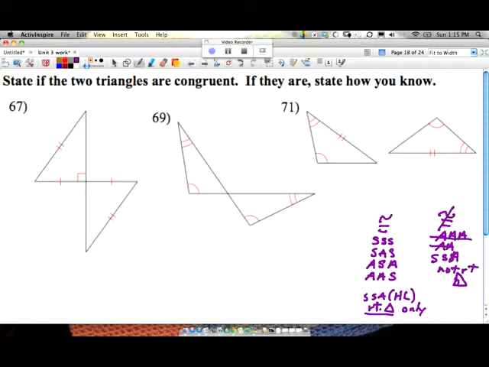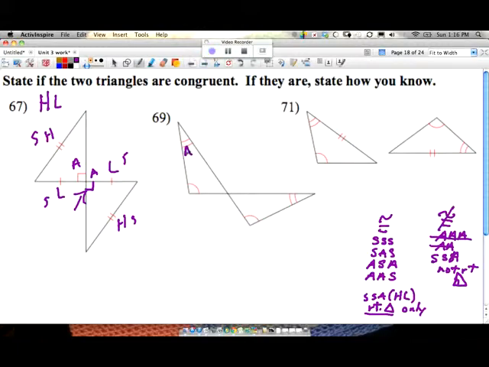Alright, so let's see what we have. We got a right triangle here with a hypotenuse and a leg, which actually is enough, hypotenuse and a leg, because it's side angle. Here's our side angle. Side angle. But it works because it's a right triangle, so we call this hypotenuse leg.